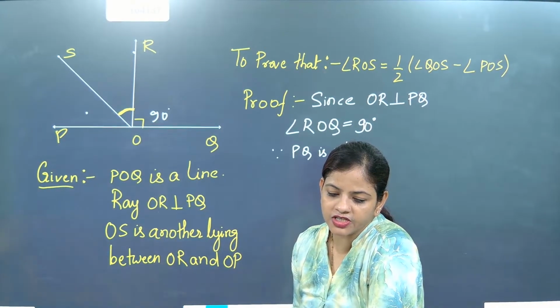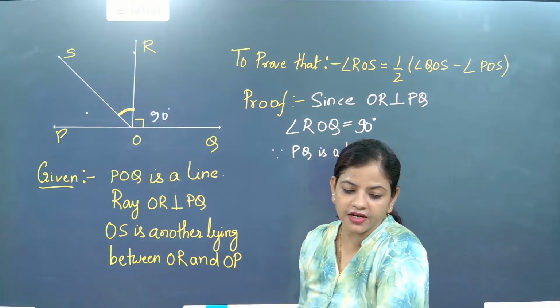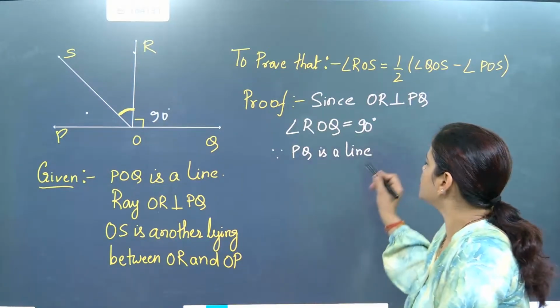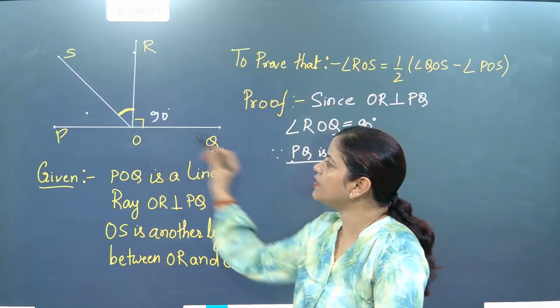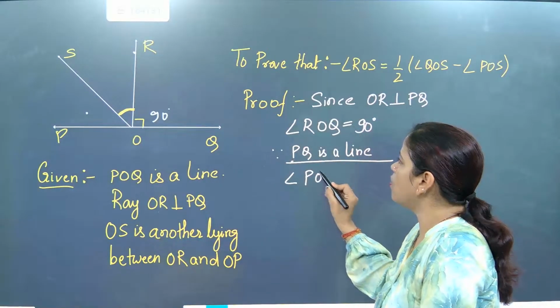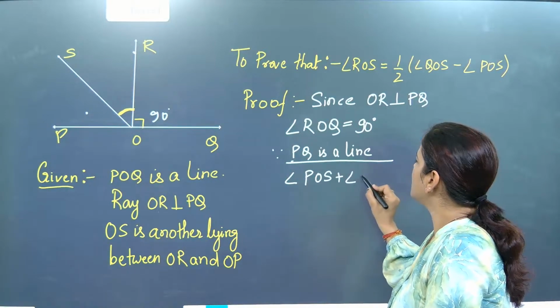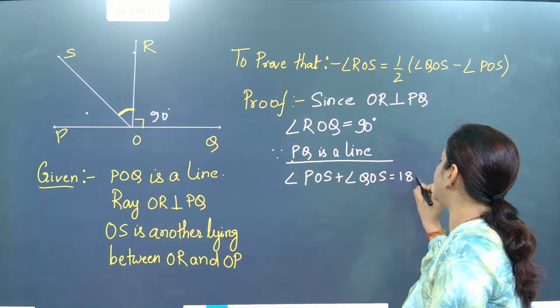So PQ is a line. ROQ is 90 degrees, so ROP is also 90 degrees. Yes, ROP will also be 90 degrees because the total sum will be coming as 180 degrees. Correct, Anjali? So now here PQ is a line. So since PQ is a line, what are we going to write here, beta? We will write angle POS plus angle QOS equal to 180 degrees.